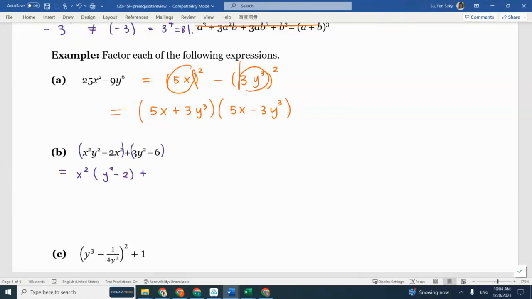We can factor out x squared. How about the last 2 terms? What's the common factor? 3. Yes. So factor out 3. What's left? Y squared minus 2. Do you see?